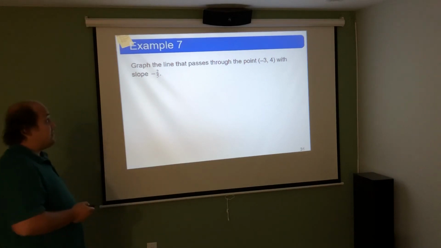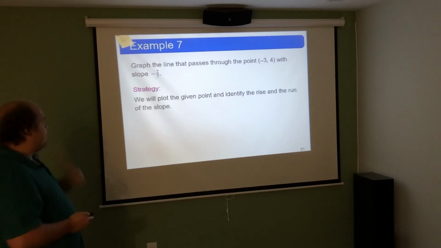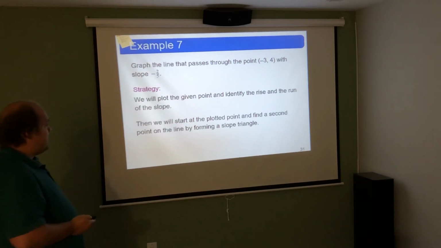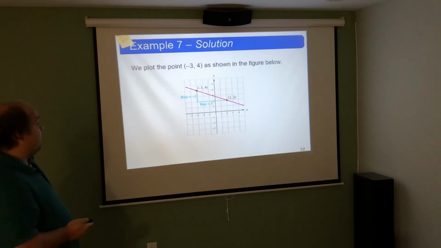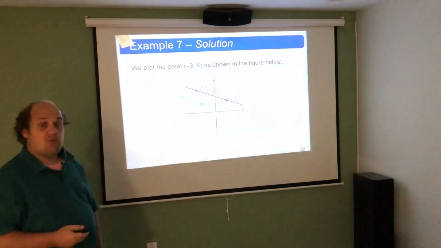Graph the line that passes through the point negative 3, 4 with slope negative 2/5. So we're going to start by plotting negative 3, 4. Here's the point, negative 1, 2, 3, up 1, 2, 3, 4. From that starting point, we know that the slope is negative 2/5.